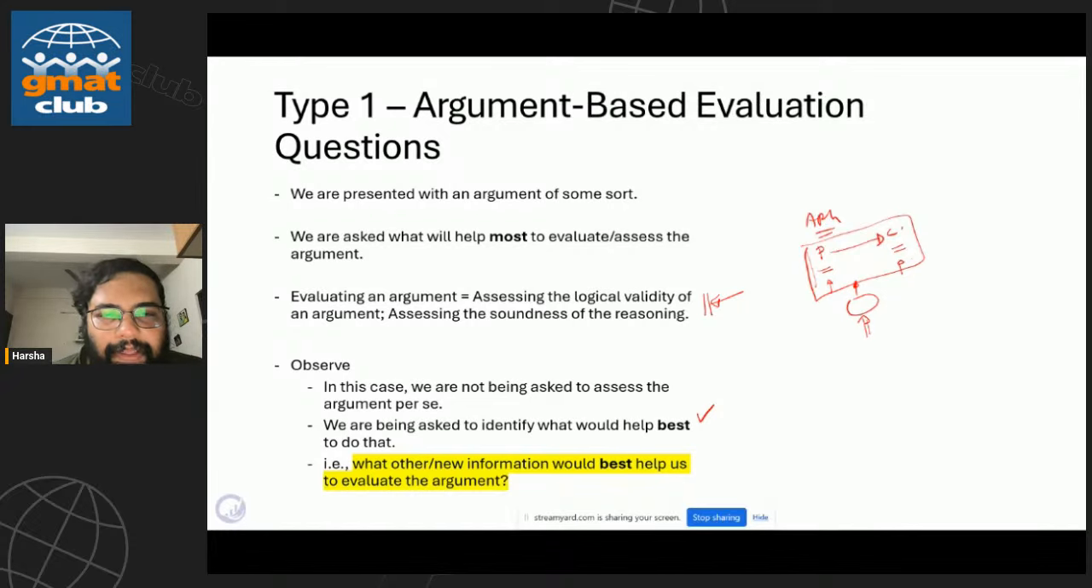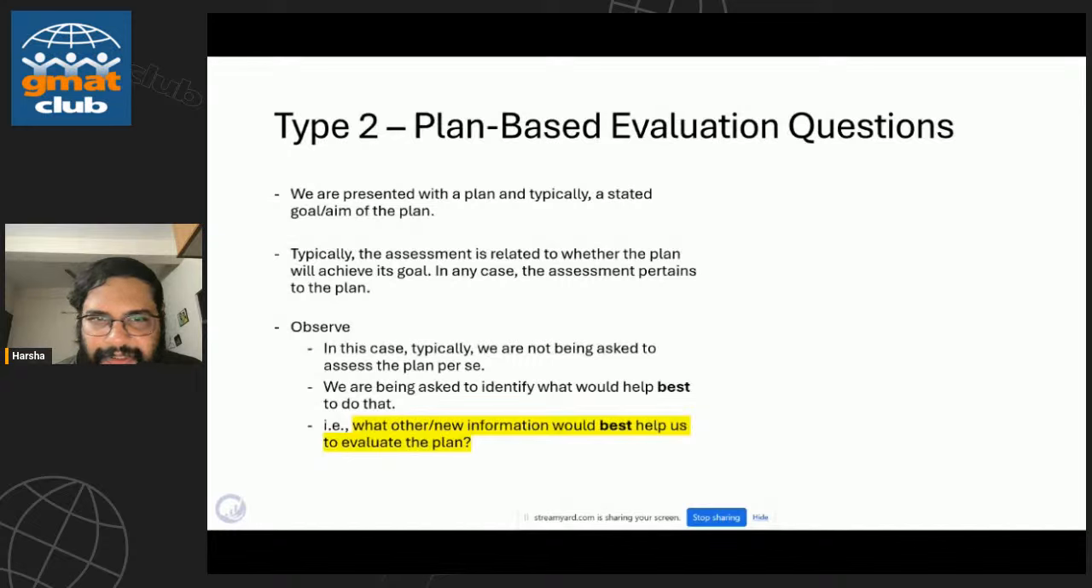Okay. So this is one type of evaluation question that you see. A plan question is nothing different, to be honest, but it's just there, so I'm covering it. As we know, you're given a plan, and typically you have a goal as well, and you have to pay a lot of attention to the question stem, because it's not always that they will ask you to figure out what will help assess whether the plan will be a success. Sometimes they will give you a question stem which says which of these choices will help you determine if this plan will fail, and so on and so forth.